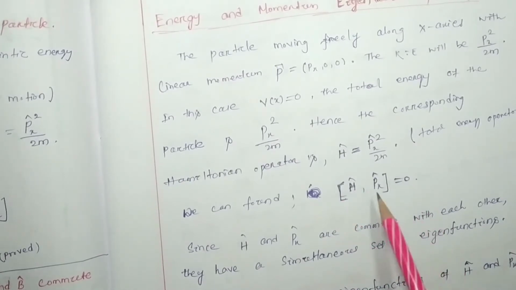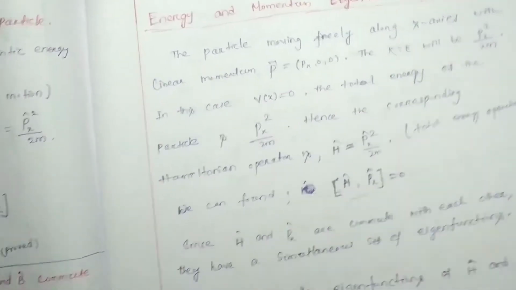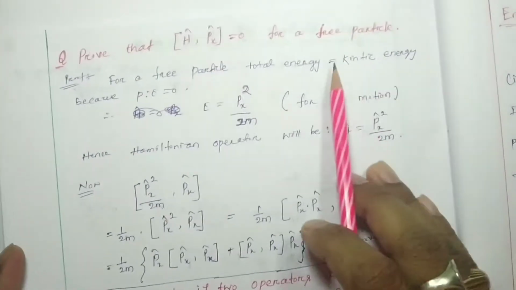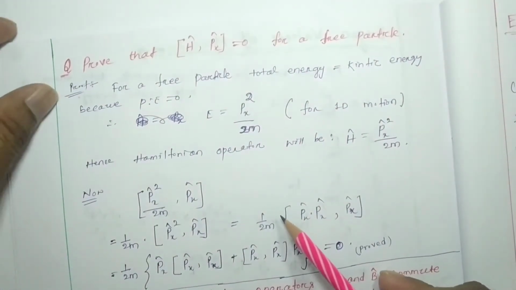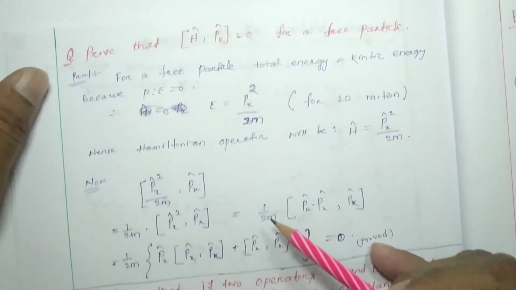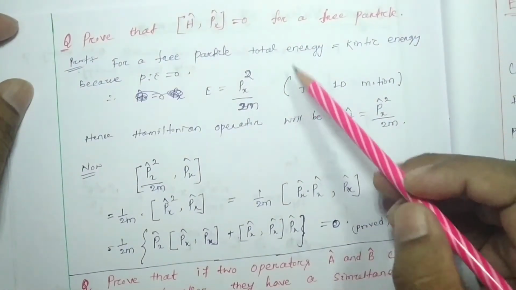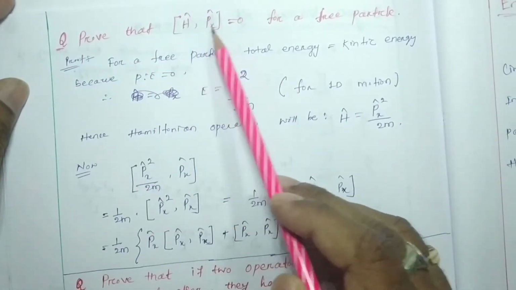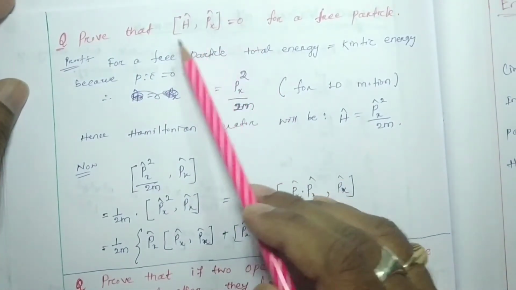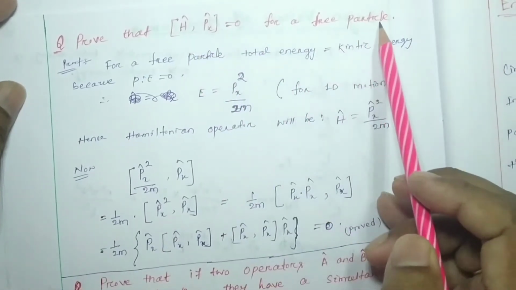Okay, how does it have to commute? Here I have written it, you can pause the video and write. Sometimes it is asked in your exam to prove that [H cap, px cap] will be equal to 0, meaning they both commute with each other, for a free particle.